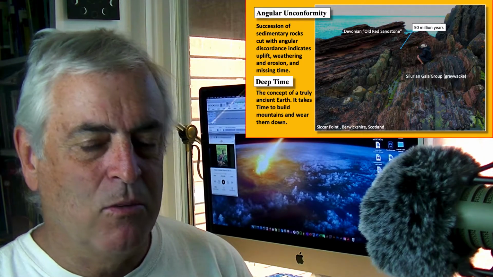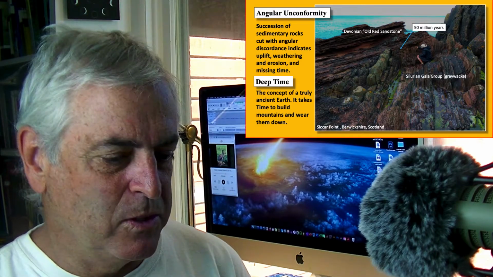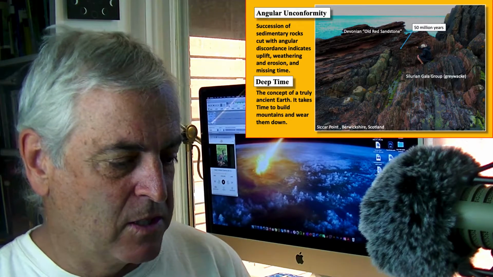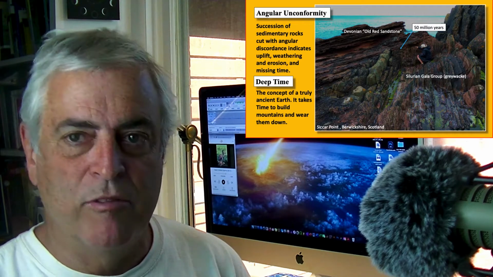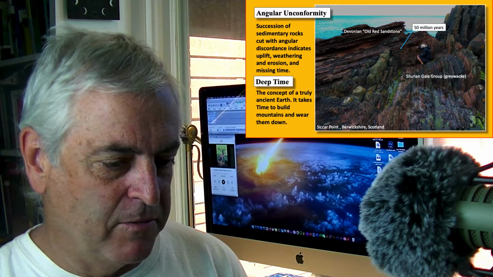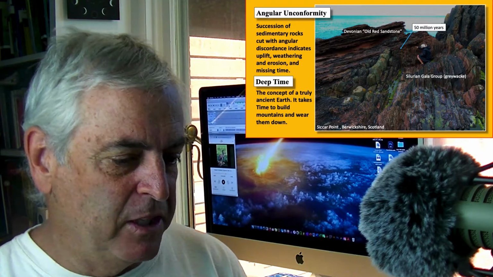We say that it's rocks that show angular discordance between the rocks above and the rocks below. Notice both of them are sedimentary rocks. That is one type of unconformity that we refer to as an angular unconformity. It's one of the first ones ever described, in fact. There's roughly about 50 million years missing there.